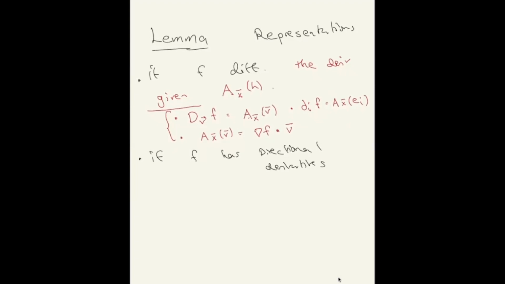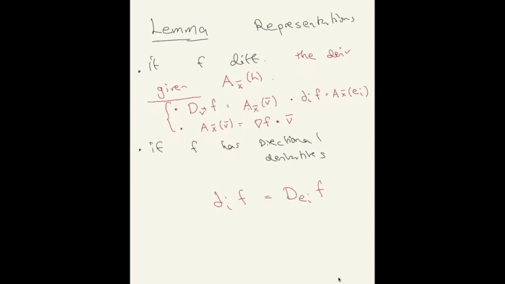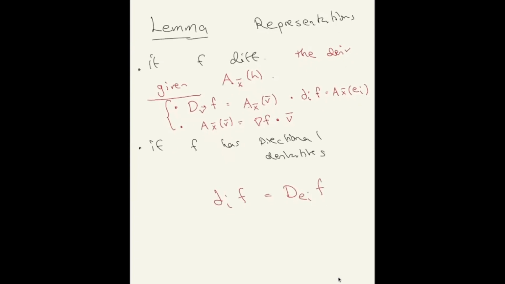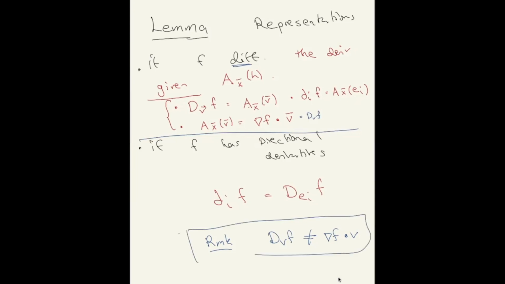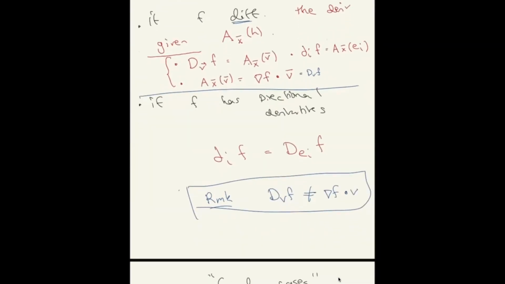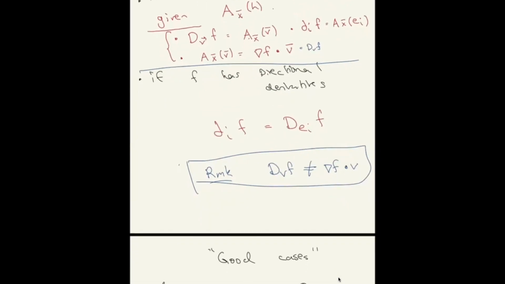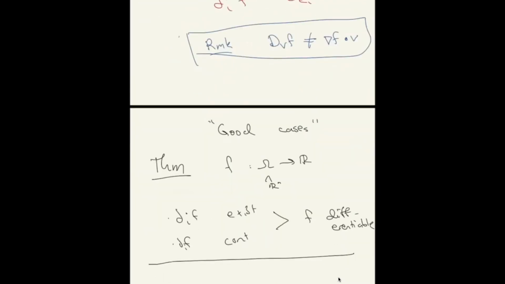Now, for directional derivatives, all we can say is that partial i of f is d_{e_i} of f. We can't say anything more than that. For example, we cannot say that the directional derivative d_v f is equal to gradient of f dot v. It's only true if f is differentiable. So in this case, when you only have directional derivatives, you don't have to have the derivatives as the inner product of the gradient and v.